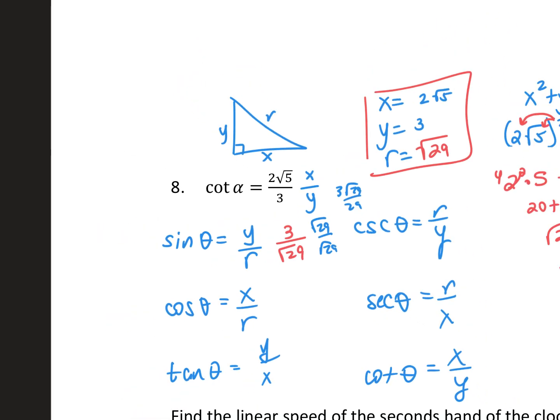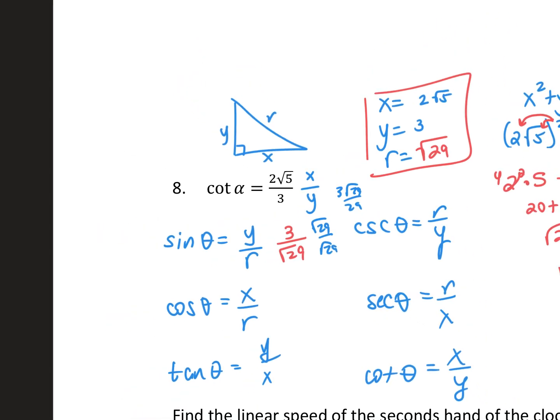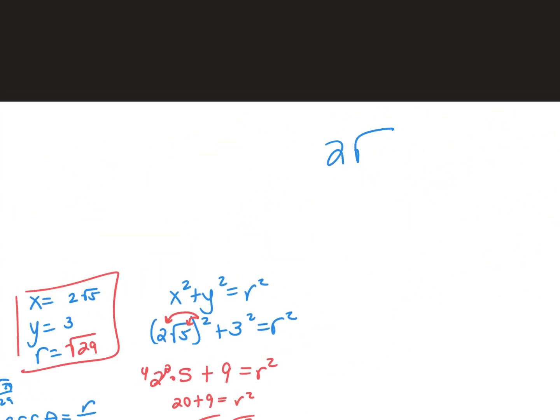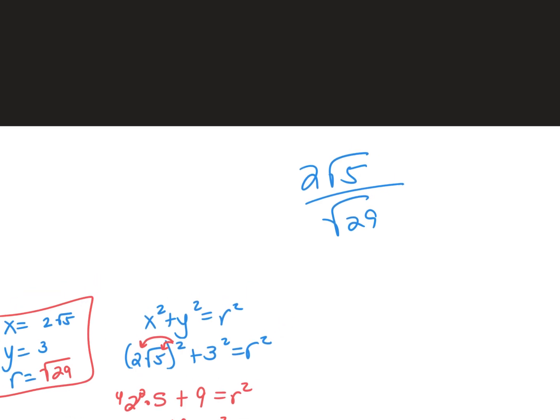Yes, sir? Can you do the cosine order? Sure. Cosine would be x over r, right? So your x value, 2 square root of 5 over your r is the square root of 29. Okay, this is a good one. Now again, remember you have a calculator, right? Okay, so I have to rationalize. I cannot have that radical there. So I'm going to multiply top and bottom by the square root of 29.